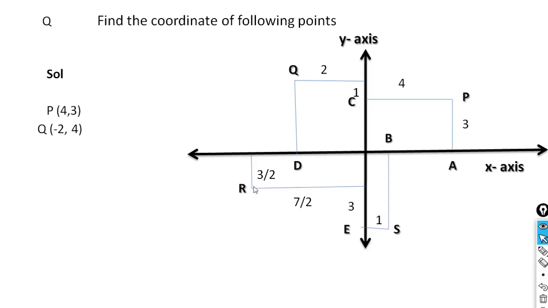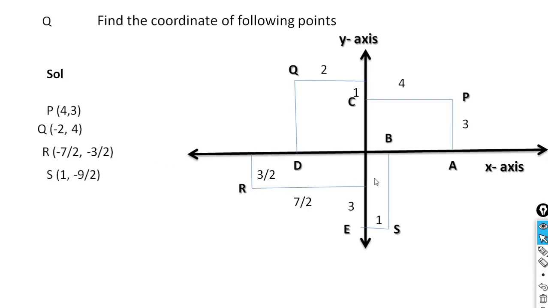For the point R, point R lies in the third quadrant. For point R, we start from the origin again. We have to move left. How much left do we have to move? This distance is not given. Check the opposite one, that is 7/2. So the x coordinate is -7/2. And the y coordinate is in the downward direction, which is -3/2.